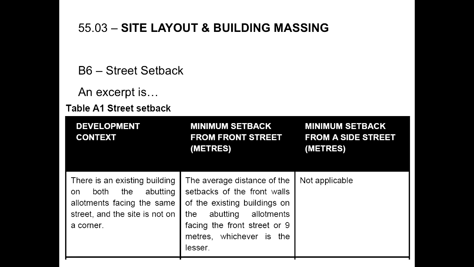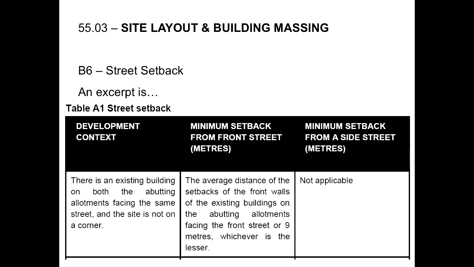So you'll see, what's the test here? The average distance of the setbacks of the front walls of the existing buildings on the abutting allotments, or 9 metres. So you average those out, or if they're absolutely way back, you're allowed to build up to 9 metres, because there has to be a stopping point to that. So basically they're just trying to make it fit in within limits. Does that make rough sense?